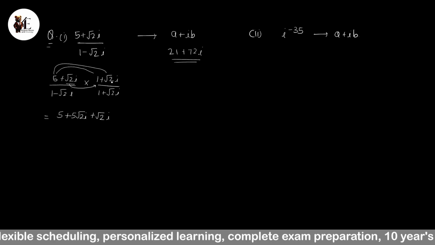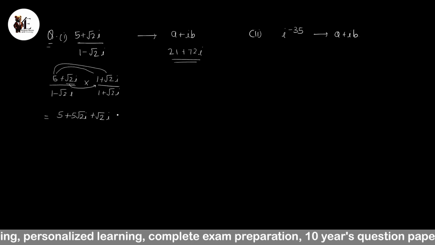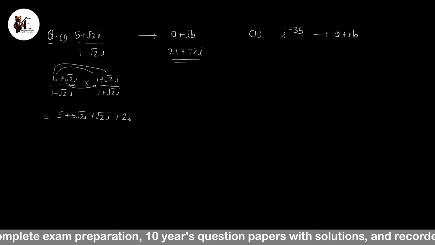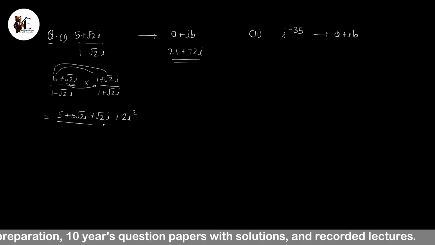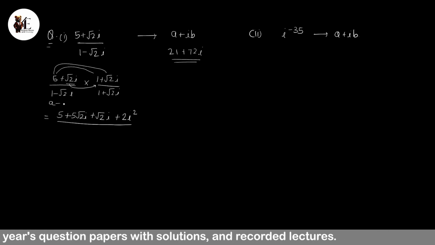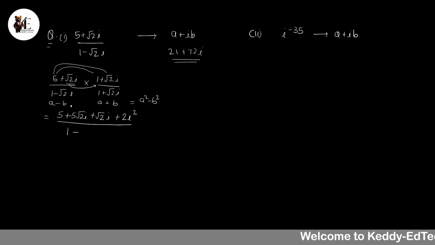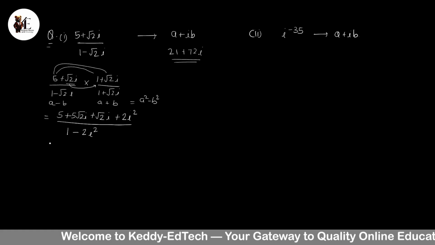So root 2i into root 2i: root 2 into root 2 will become 2, and i into i will be i square. And in the denominator, you can see that it is in the form of a minus b and a plus b, which equals a square minus b square. That means the square of the first term, here the first term is 1, so its square will be 1, minus the square of the second term, that is root 2i. The square of root 2 will be 2, and the square of i will be i square.